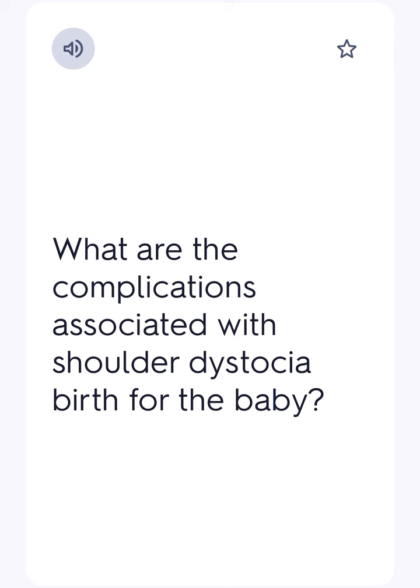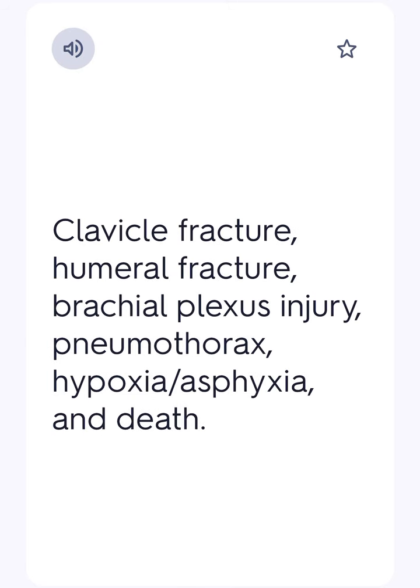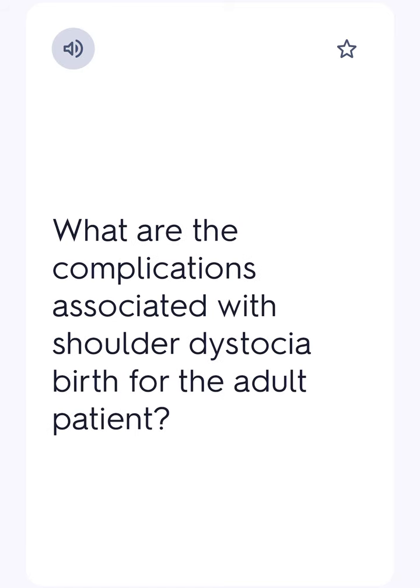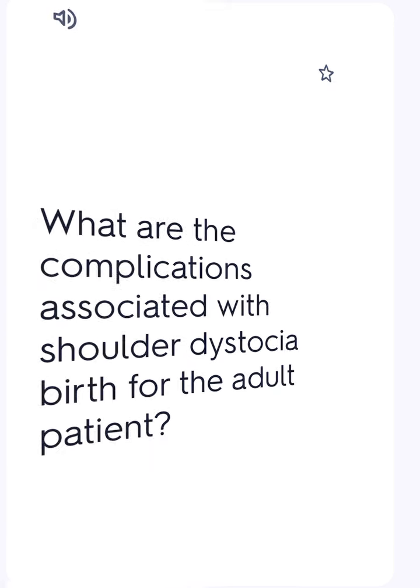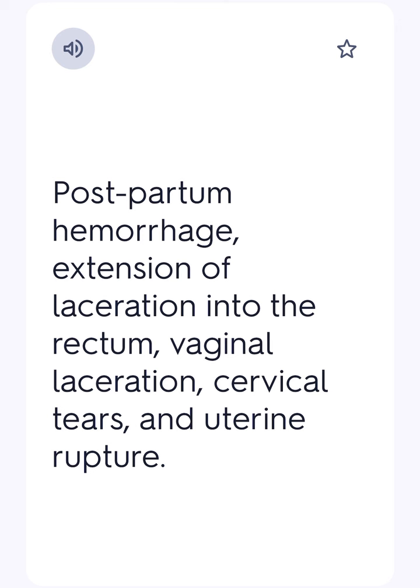What are the complications associated with shoulder dystocia birth for the baby? Clavicle fracture, humeral fracture, brachial plexus injury, pneumothorax, hypoxia/asphyxia, and death. What are the complications for the adult patient? Postpartum hemorrhage, extension of laceration into the rectum, vaginal laceration, cervical tears, and uterine rupture.